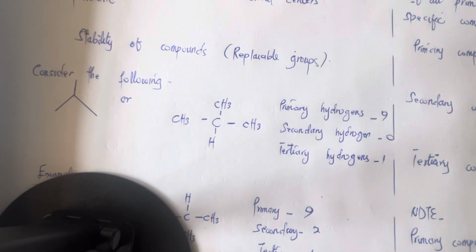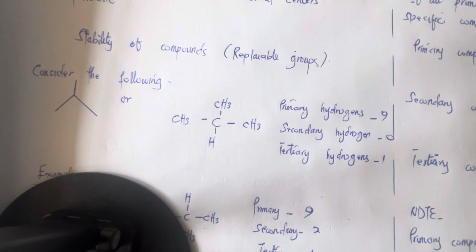So primary hydrogens are the hydrogens that are bonded to a carbon atom, and this carbon atom is bonded to only one other carbon atom. That's all about primary hydrogens. And when we are talking about secondary hydrogens, the hydrogen is bonded to a carbon, and that carbon that the hydrogen has been bonded to is also bonded to 2 other carbon atoms.